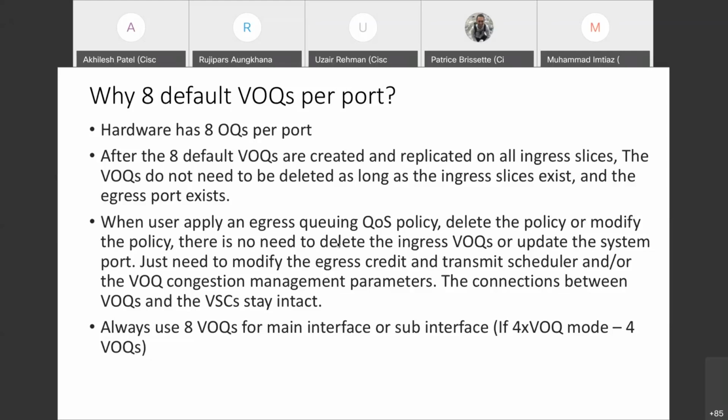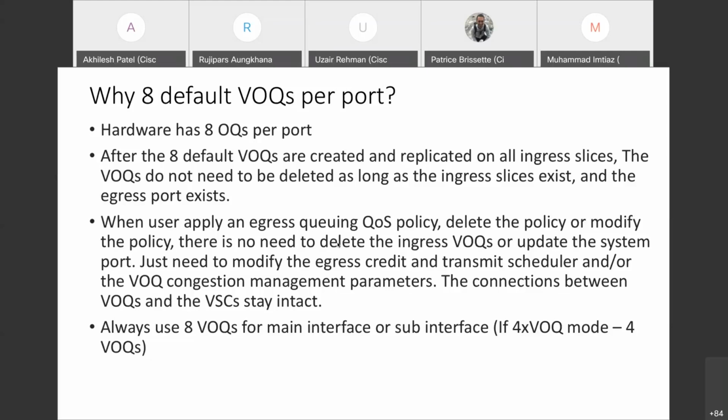It means that if you have a policy with the shape action, for example, you are not actually creating a new queue. In the older platforms where we have software queues, when you have these actions associated with the QoS policy, those software queues are generated. But in the case of VOQ, those queues are already there. You modify, delete, or add the policy, and that will not delete the ingress VOQs or update the system. You just need to modify the egress credit, the transmit scheduler, and the VOQ congestion management parameters. We'll see some of the show commands for that. The connection between the VOQs and the VSC stays intact.